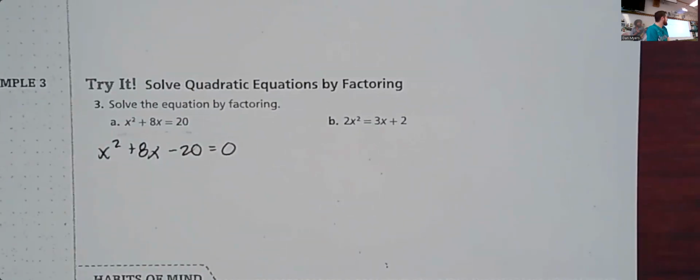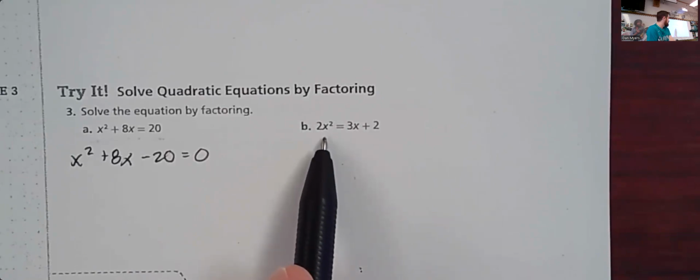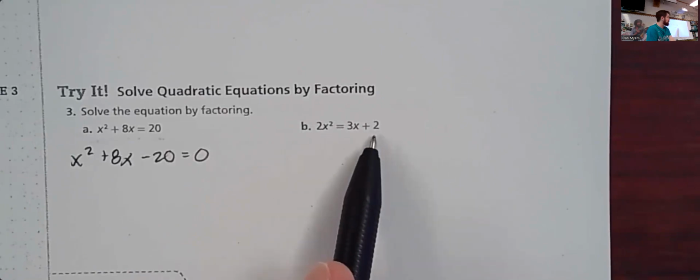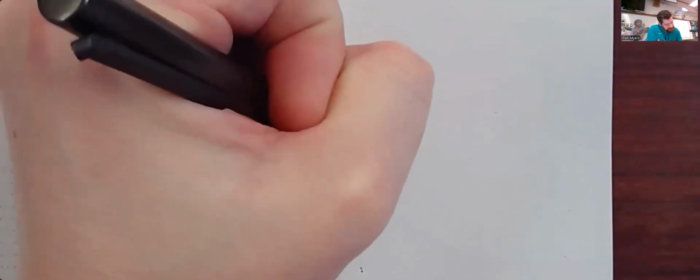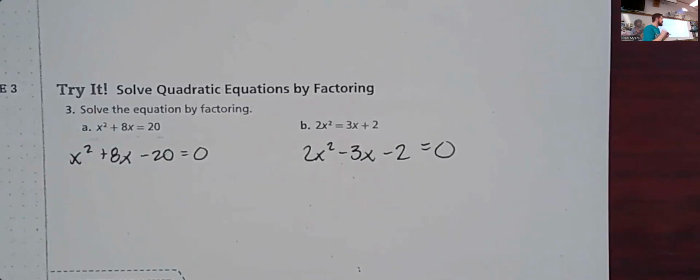And in general, having an a value that is non-negative is always a good idea. So to set this one equal to 0, I would not subtract 2x squared from both sides. I would subtract the 3x and the 2. And so that'll give us 2x squared minus 3x minus 2 equals 0. All right. So from there, I want you to factor and solve. I'll give you 2 minutes on that.